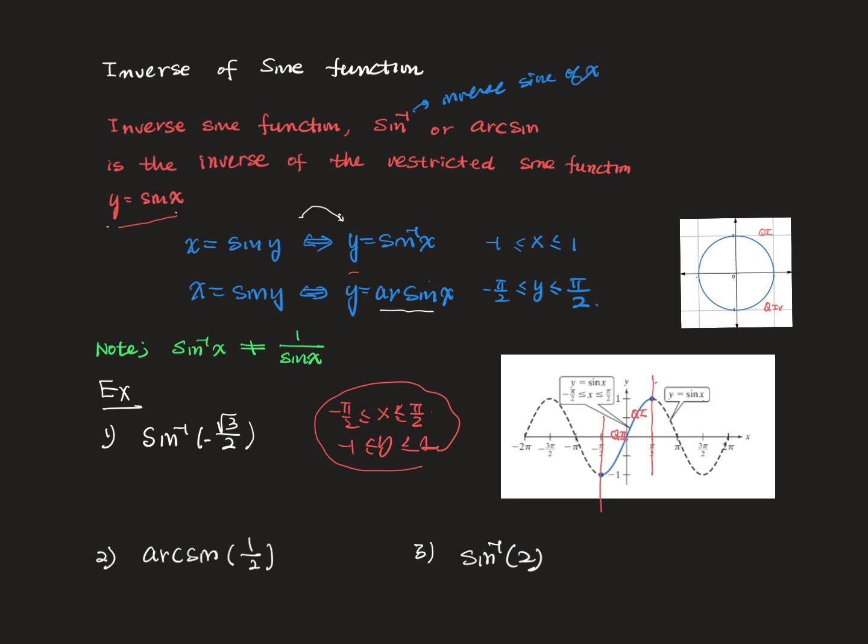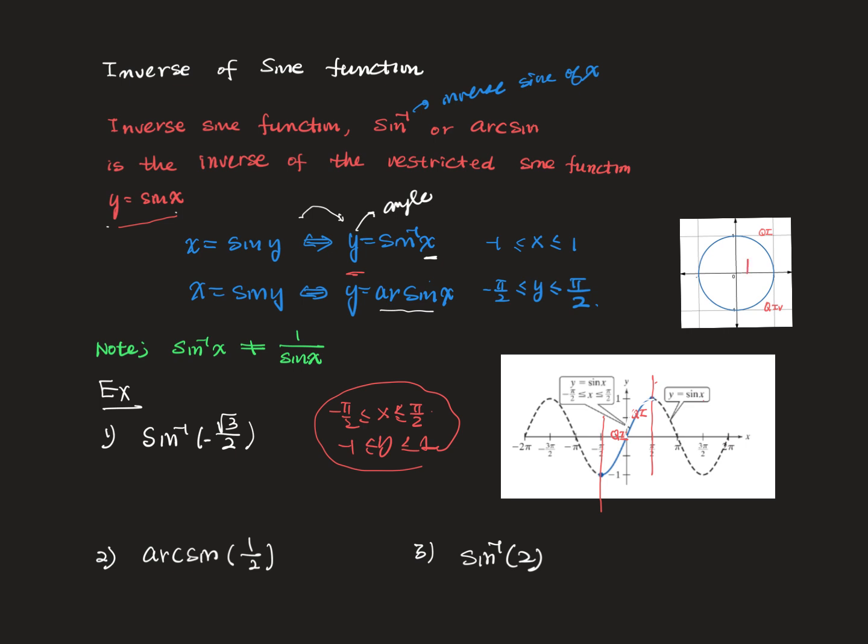So when you see an inverse function, make sure the output represents an angle. The domain of inverse sine is negative 1 to 1. The range is negative pi over 2 to pi over 2. So from the graph, this is the section we're talking about.